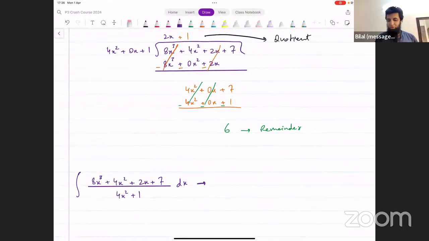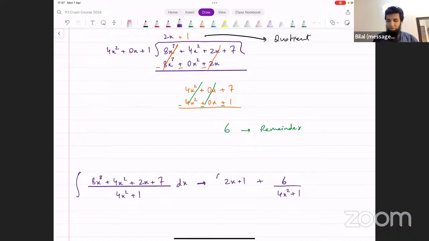Quotient, which is 2x plus 1, plus remainder, which is 6, over divisor, which is 4x squared plus 1. So we've broken that fraction down into two parts like this. And now we integrate each of these parts separately.